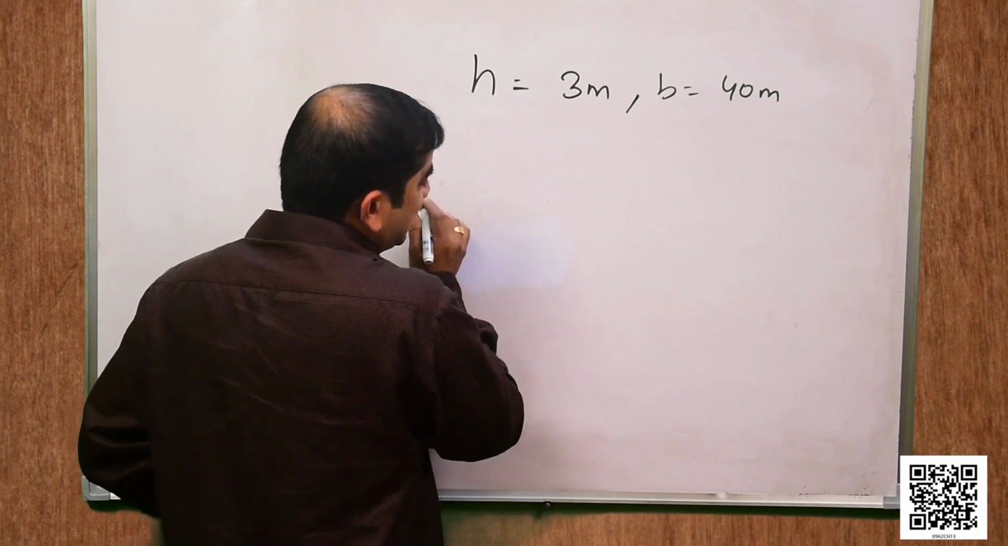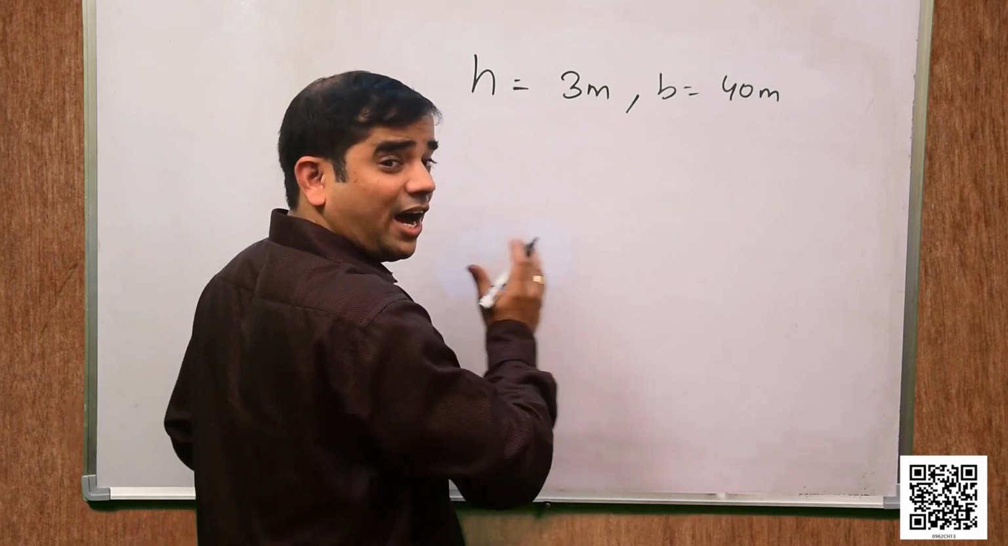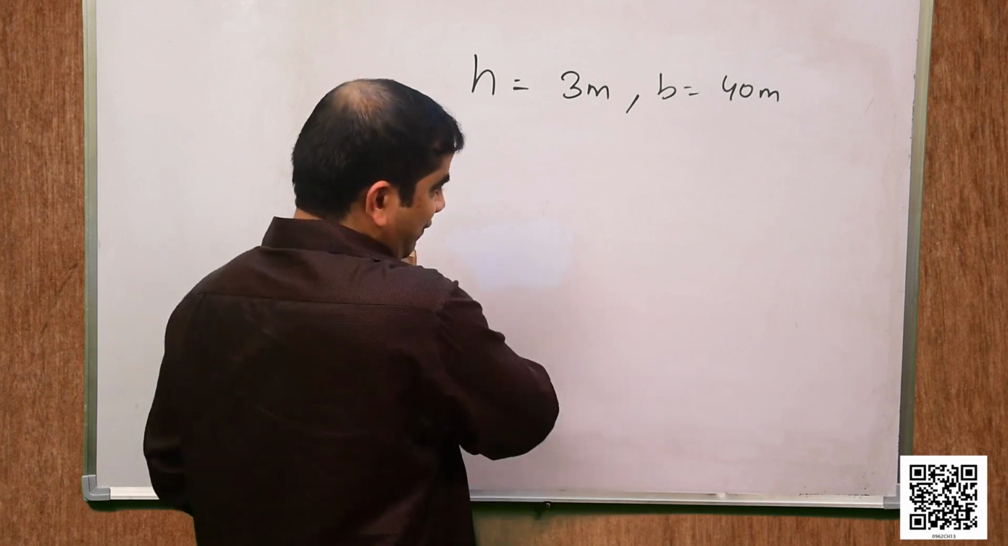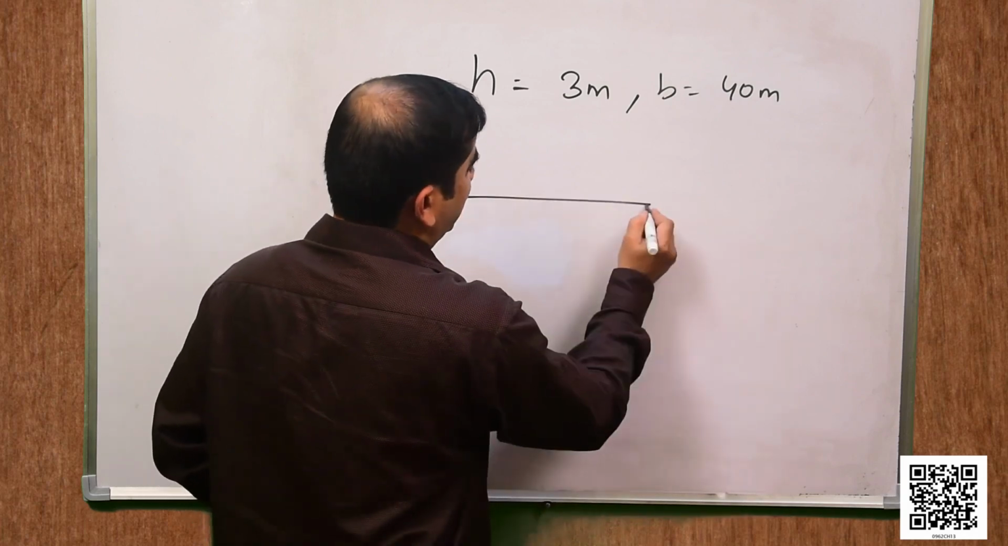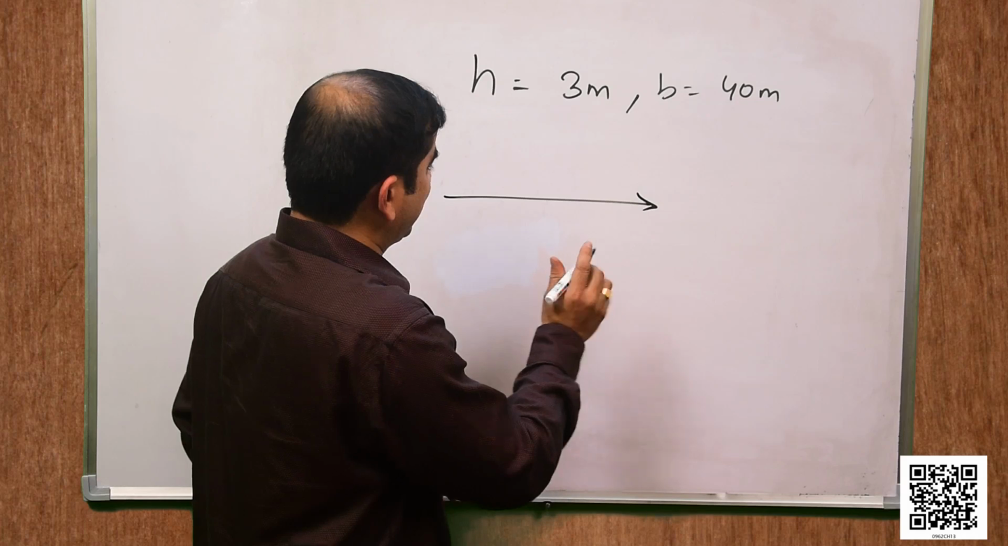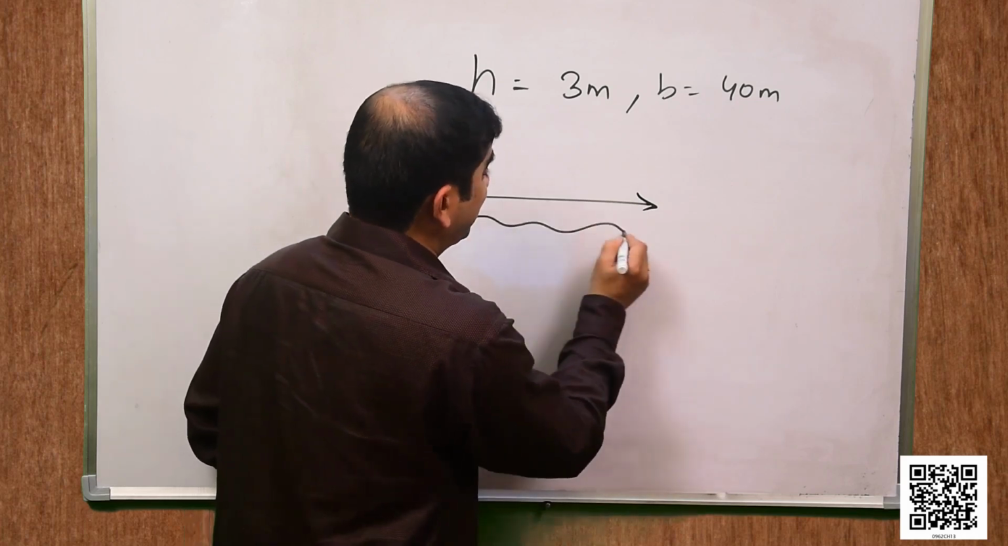That means it is flowing like this. So it is covering a length, isn't it? If the river is flowing like this, suppose this is the river and it is flowing like this. That means it is covering a certain length.